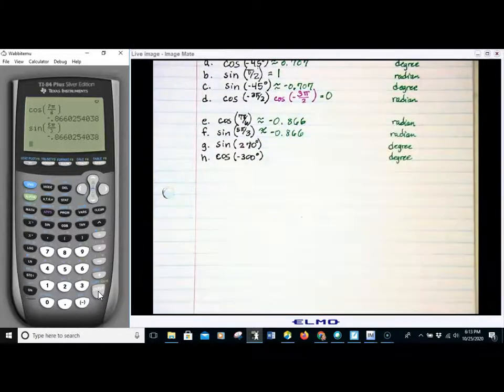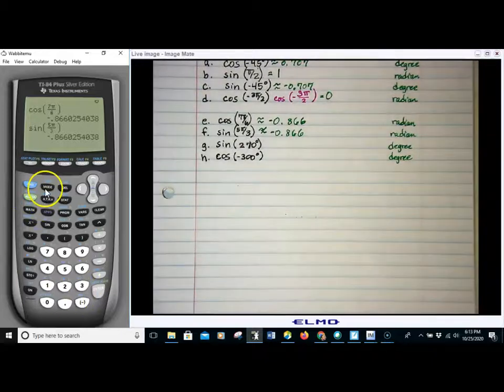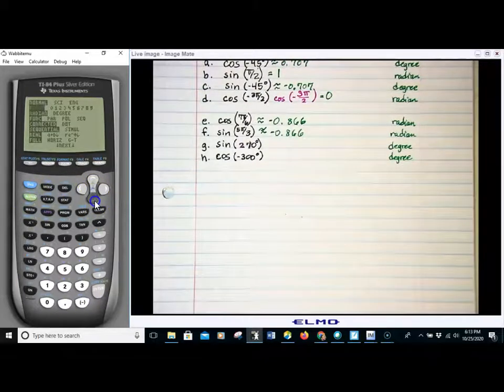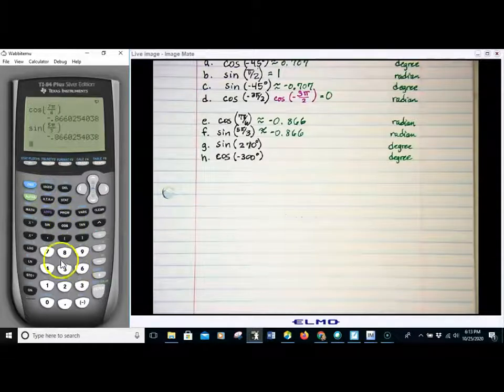All right, and again, here the next 2 are degree modes. So we have to go back to mode, and we come down, hit degree, and we go ahead and change it. Second quit. And we put in sine 270. And again, with this part, you don't have to put the degree symbol because it's already in degree mode.